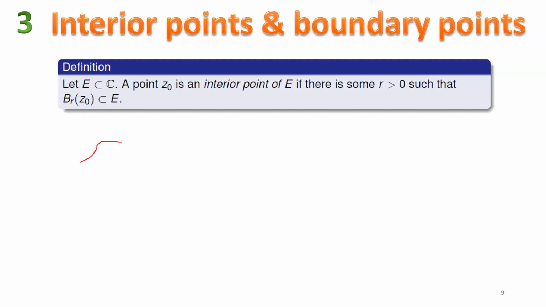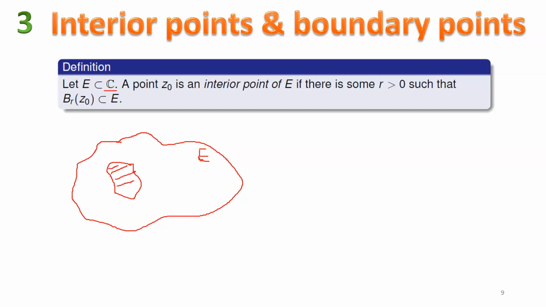Let us suppose that we have some region of space which forms a subset of the complex numbers. The general complex set is C double bar, and E is this selected region. Let us imagine that this portion is outside E, not included in the region E. Now let us imagine a point, and let us call this point Z0.